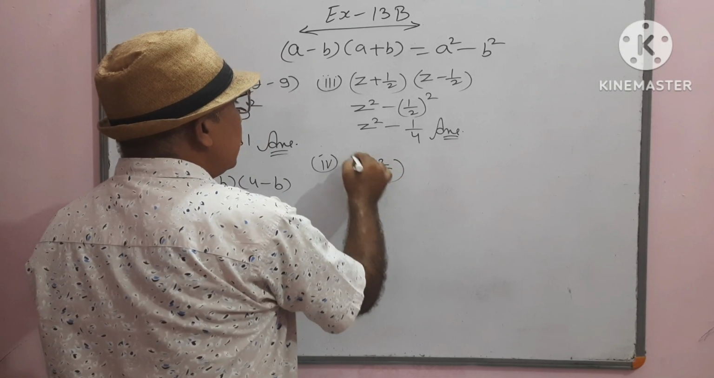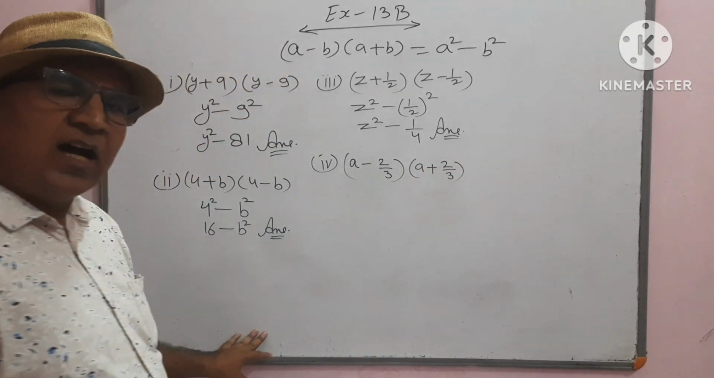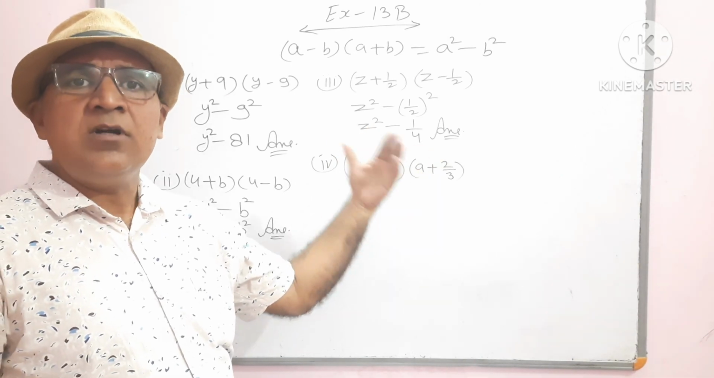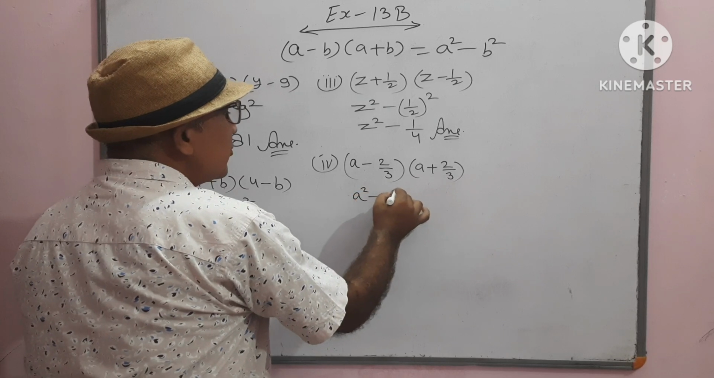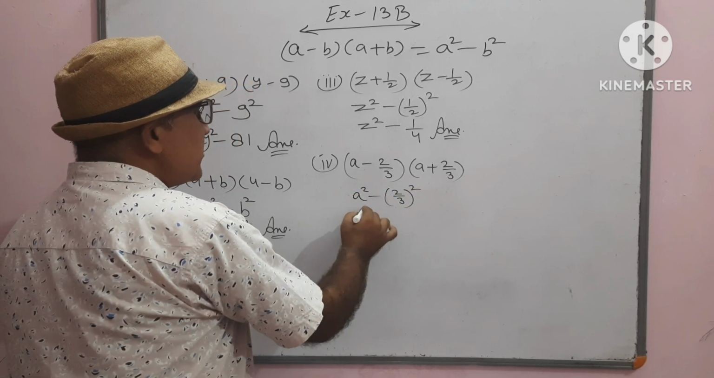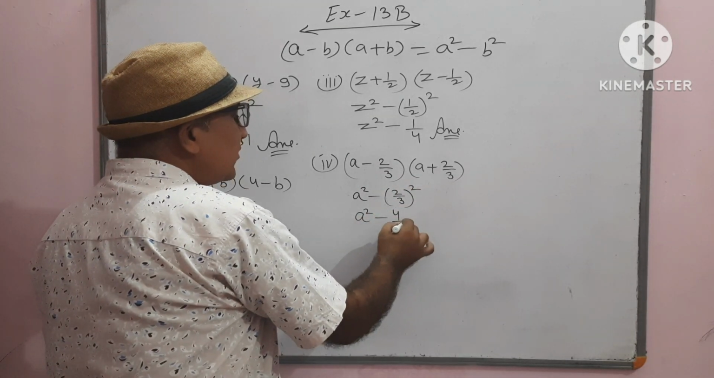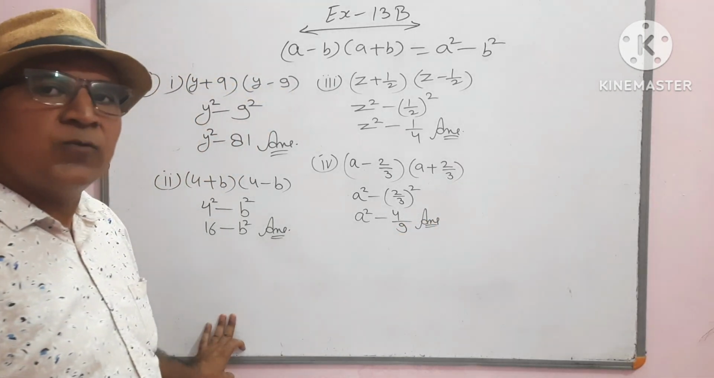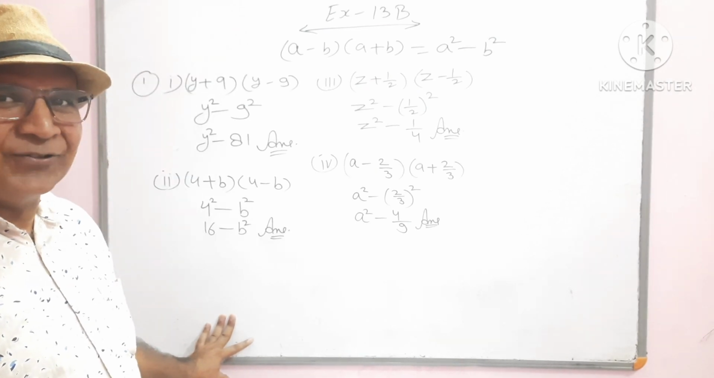(a minus 2 by 3) into (a plus 2 by 3). Again the same identity. (a minus b) into (a plus b) is equal to a square minus b square. So here we will get a square minus (2 by 3) square. A square will remain as it is. 2 square is 4 and 3 square is 9. That means a square minus 4 by 9 is your answer. Is this difficult? I don't think so.